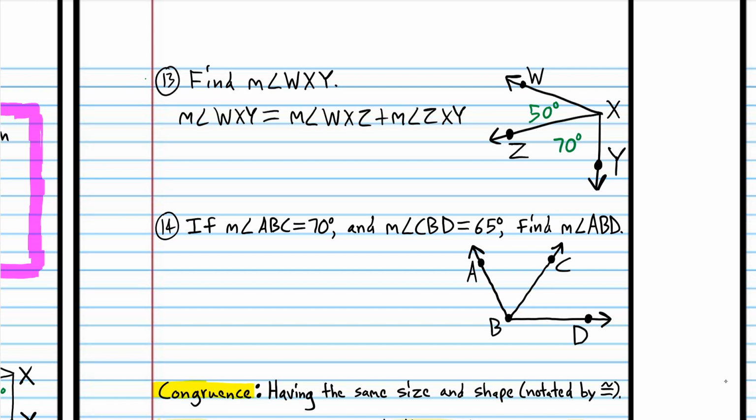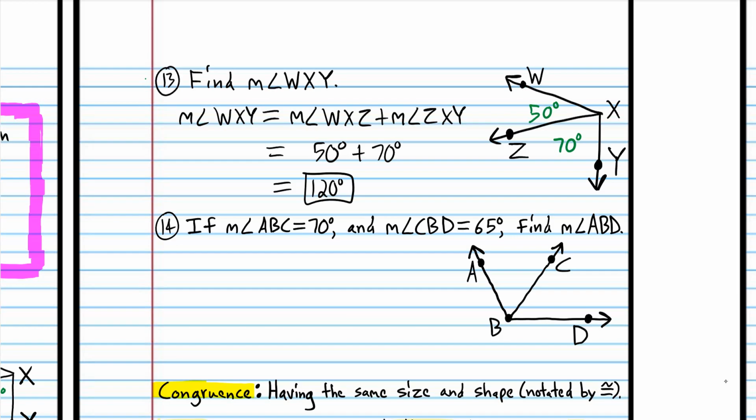But you do need to designate these angles. They have to be in the proper place in the equation. You can't put the measure of angle WXY over here, and you can't put these where this would be. So we know the measure of angle WXZ. It says right here 50 degrees. And we know the measure of angle ZXY is 70 degrees. So we just add those up and we get 120 degrees.